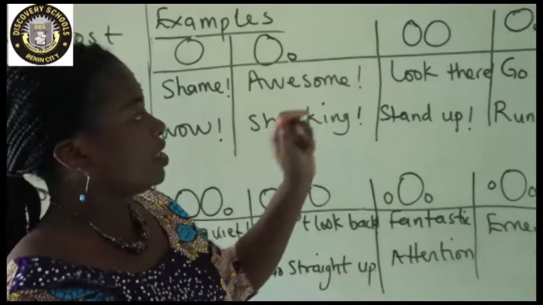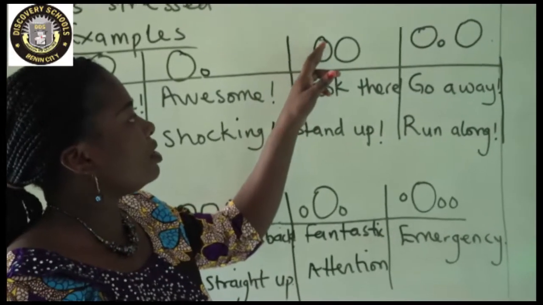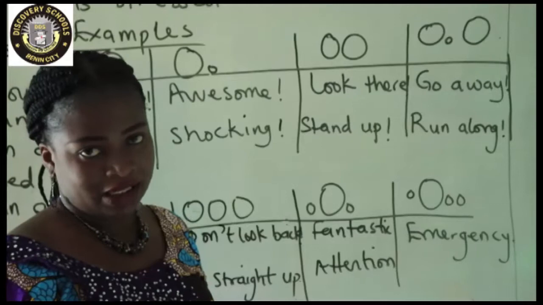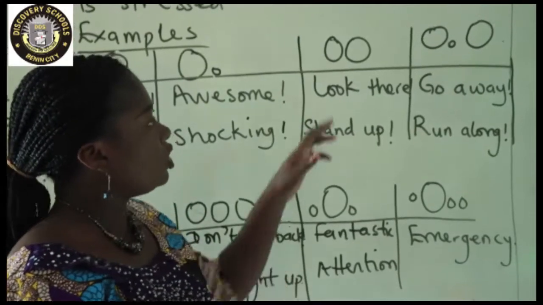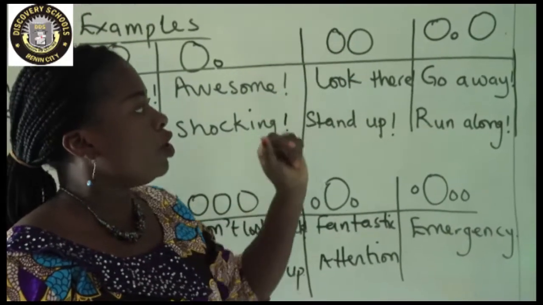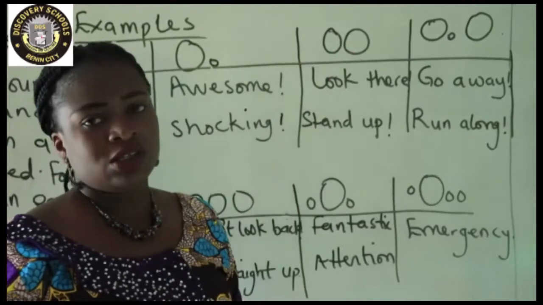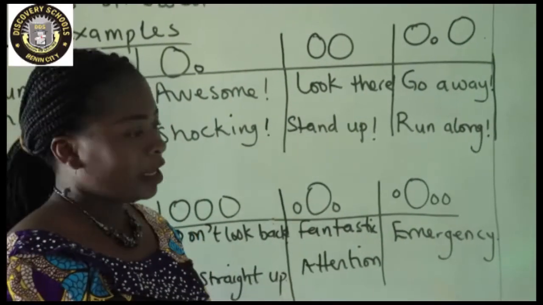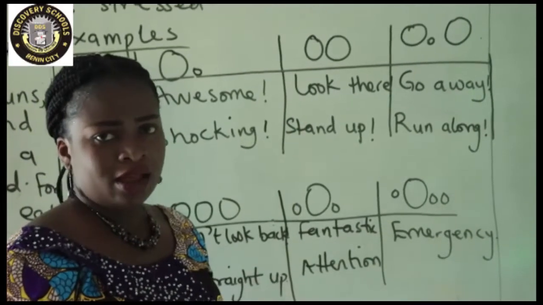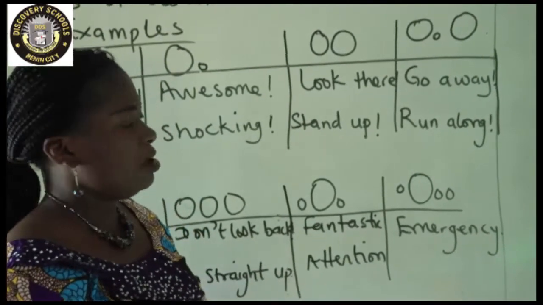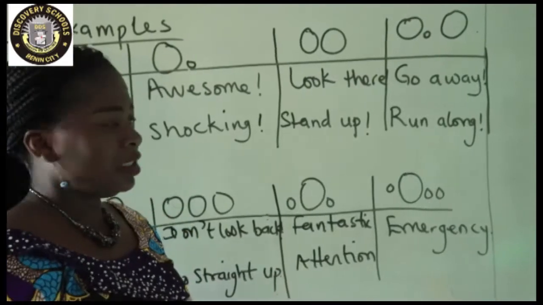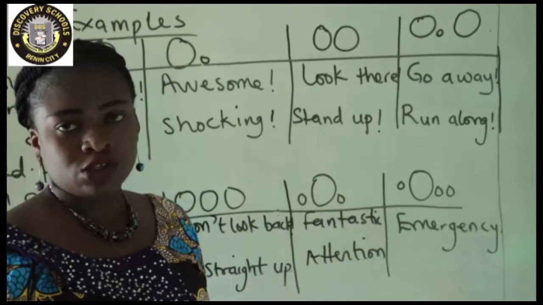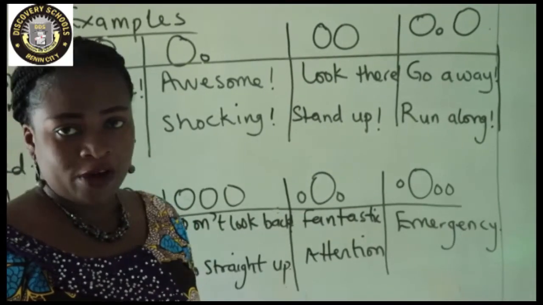All right, let's look at the third one. We have two O's here, but both of them are in capital letters. That is to tell you that we have two syllables, and the two syllables are what? Stressed. The two syllables are stressed. Example, look there. You see, both of them are what? Stressed. Stand up. Both of them are also stressed. I hope you are following.